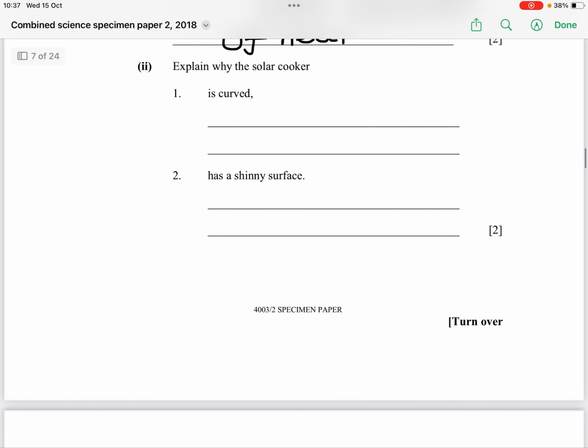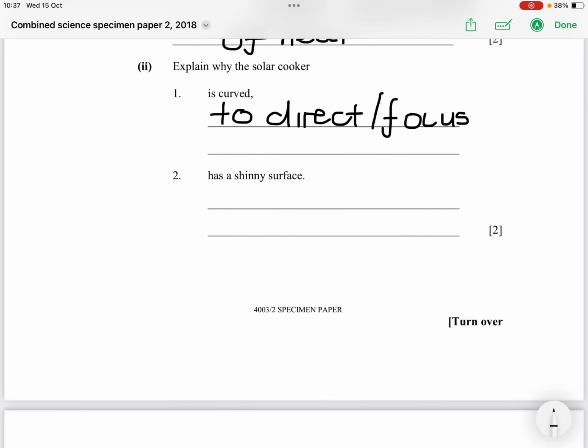And then next we are required to explain why the solar cooker is curved. It is curved in order to direct sunlight to a small area in order to generate heat for cooking. So this is mainly to focus or to direct sunlight. It is curved to direct, or we write to focus the sunlight to a small cooking area.